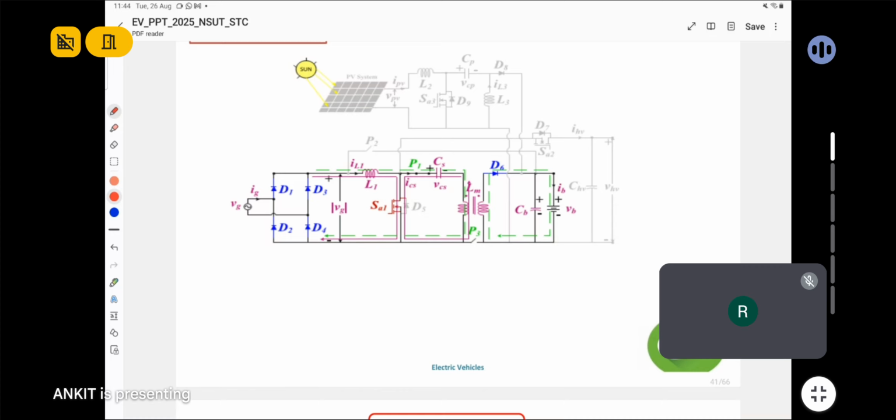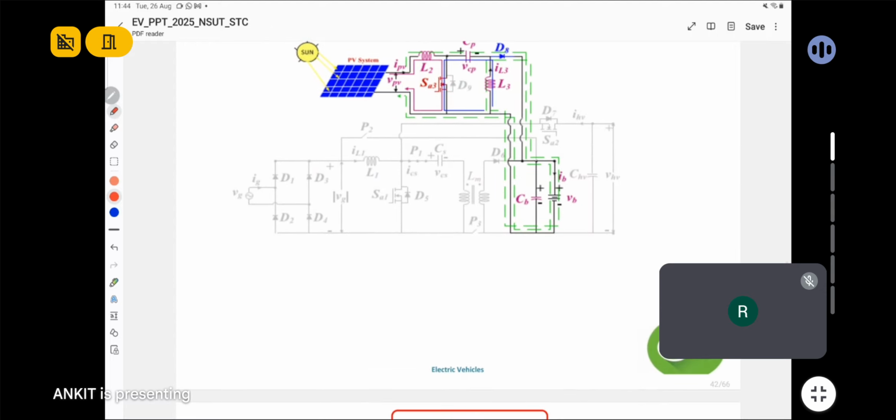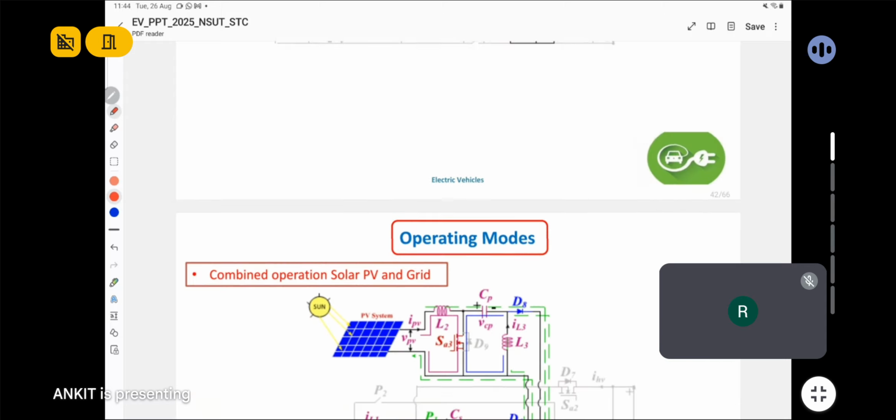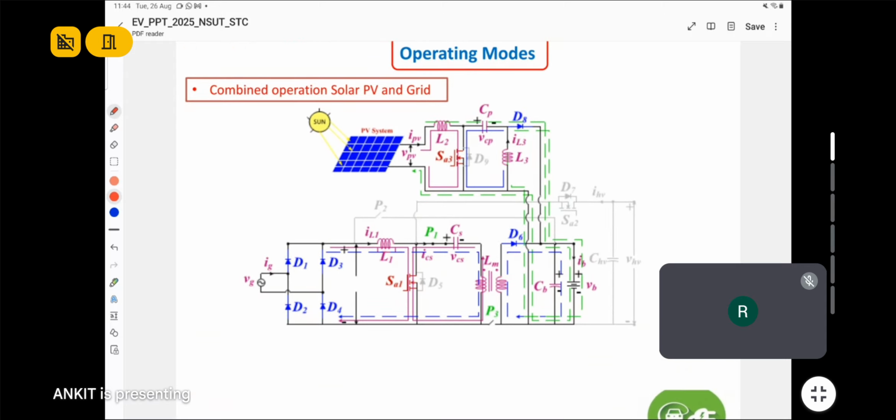Converter operation is simple, and here it operates as an isolated SEPIC. When solar PV is providing power, it operates as a non-isolated SEPIC. And there is a combined operation, when solar PV and grid are both used simultaneously to provide power to the battery.